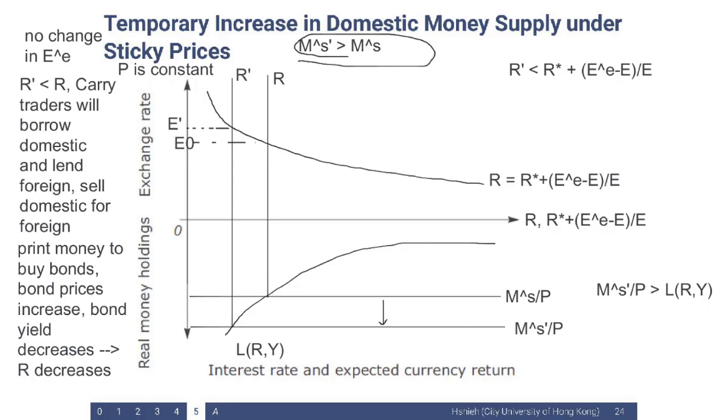Now, at a lower R prime, we have expected carry trade profits being positive. They can borrow domestic and lend out at foreign deposit rates. Carry traders, given that they are risk neutral and maximize expected carry trade profits, will come in and do what I just said. And that requires converting their currency in such a fashion that depreciates the domestic currency. And that's exactly what we see.